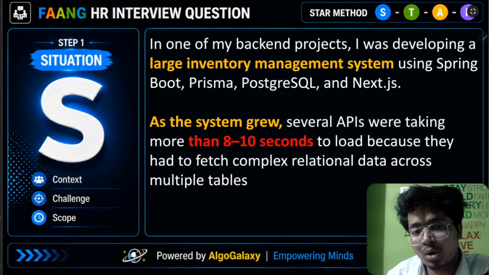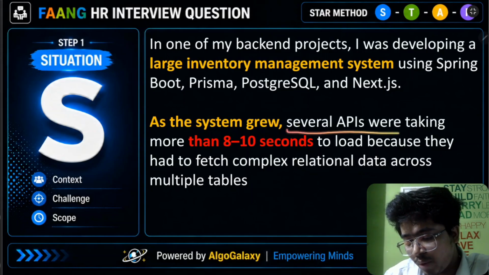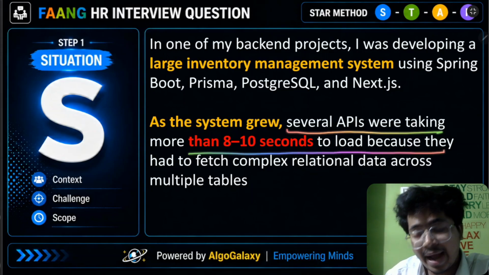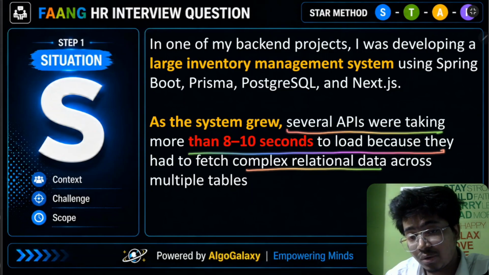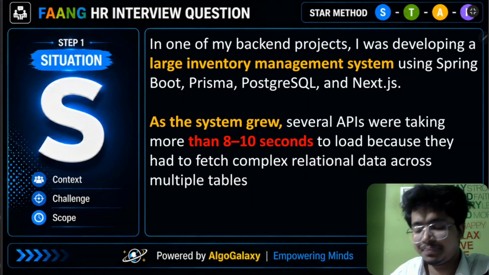Now notice what we are doing. We are crafting and narrating the situation: as the system grew, several APIs were taking more than 8 to 10 seconds to load because they had to fetch complex relational data across multiple tables. Here we are telling only about the situation, the context.